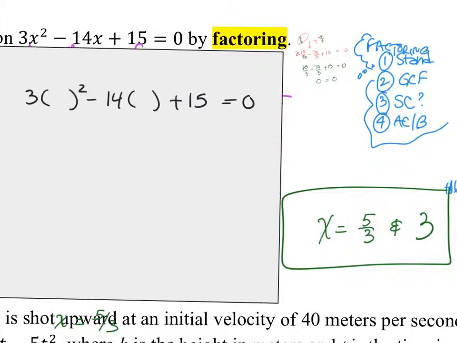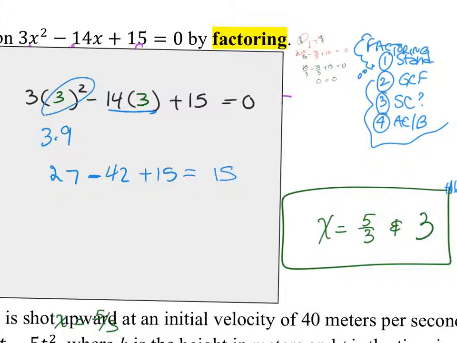Now we're going to plug in 3, just to make sure it's correct. This one's a little bit easier because it's no fractions. 3 squared is 9. 3 times 9 is 27. Negative 14 times 3 is negative 42. I mean, not 70. That was the last one. 27 minus 42 is negative 15. Plus 15 is equal to 0. So you know that it's correct also, and that means you got the right answer.